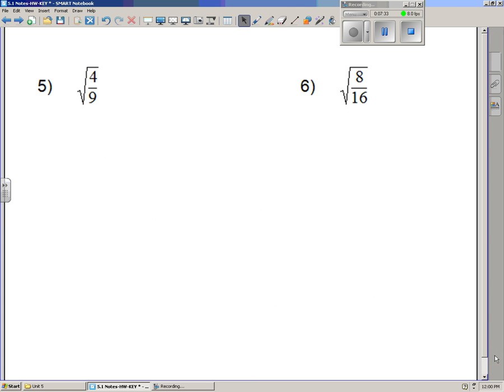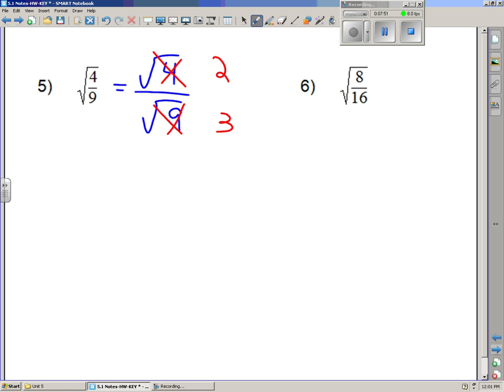Let's see what else we got. Here's division. Remember, quotient property says break these square roots down into 2 separates. So what happens on the first one, the square root of 4/9 becomes the square root of 4 over the square root of 9. Square root of 4 is a perfect square. Square root of 9 is a perfect square. My answer here is just 2/3.